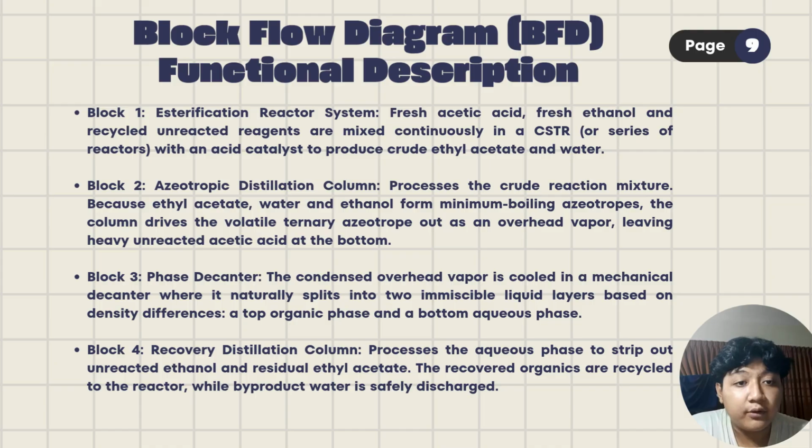Finally, in block 4, the aqueous phase enters a recovery distillation column. Unreacted ethanol and residual ethyl acetate are recovered and recycled back to the reactor, while water is discharged as a byproduct. This process improves raw material utilization and increases overall production efficiency.